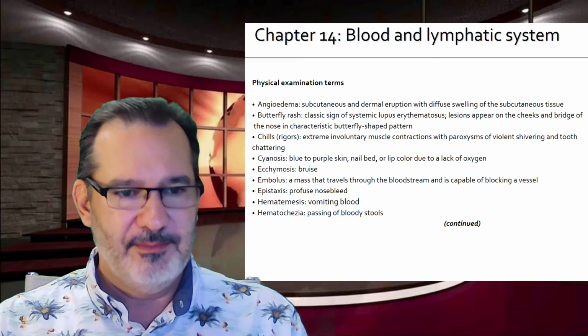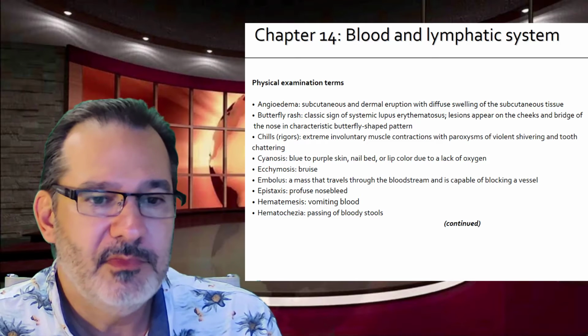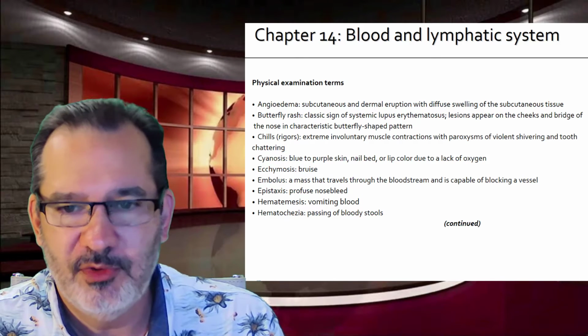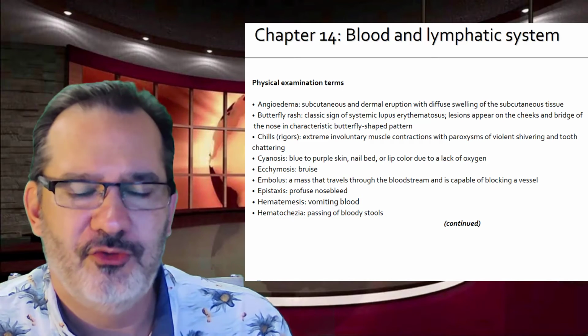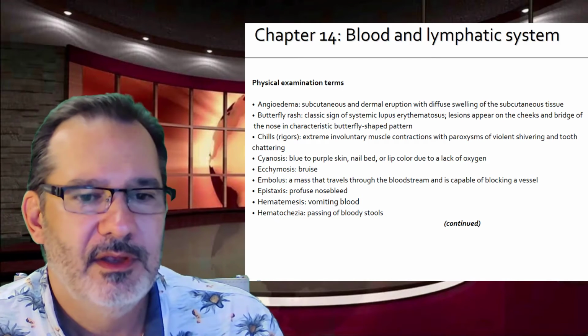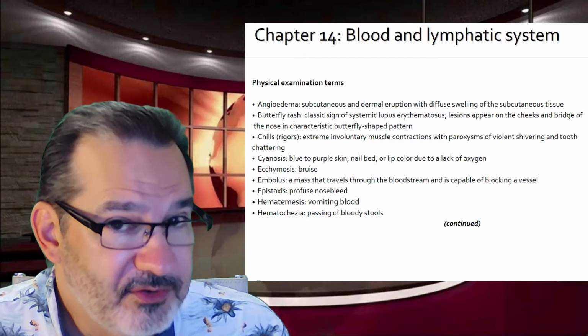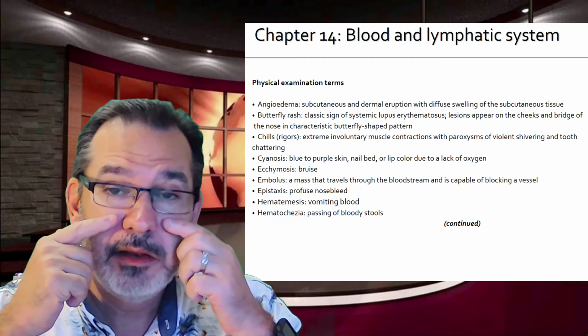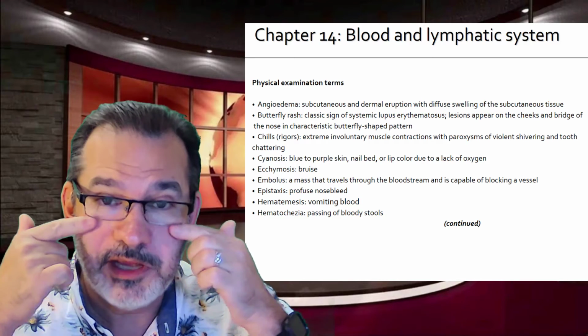Okay, some physical exam terms. Angioedema, subcutaneous and dermal eruption with diffuse swelling of the subcutaneous tissue. Subcutaneous tissue is fat tissue. Okay, a butterfly rash is a classic sign of lupus. Butterfly rash kind of looks like butterfly wings, typically on the cheeks.